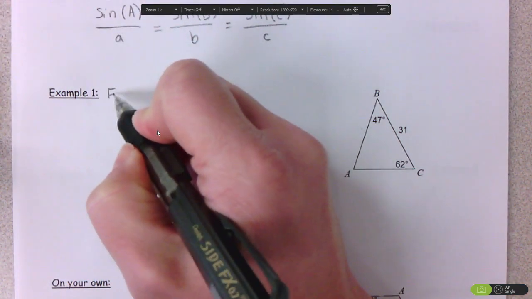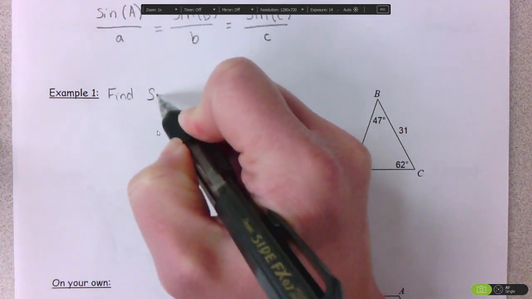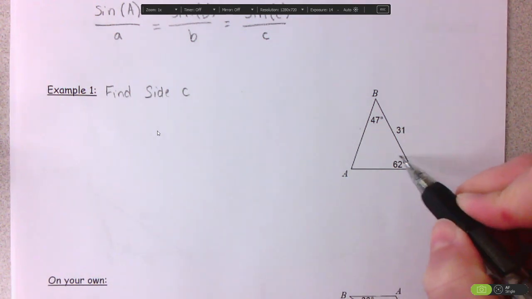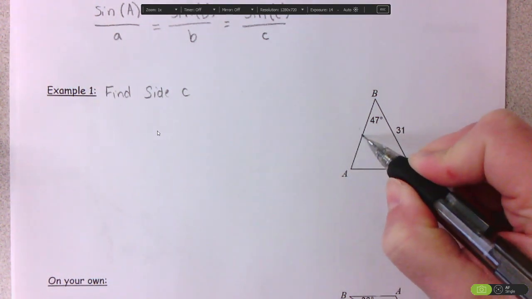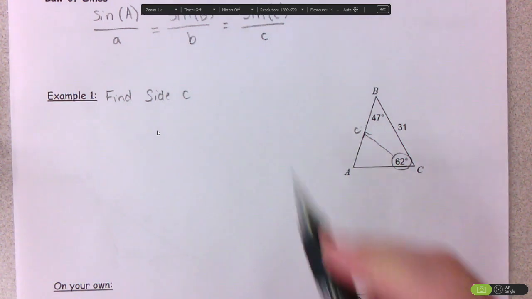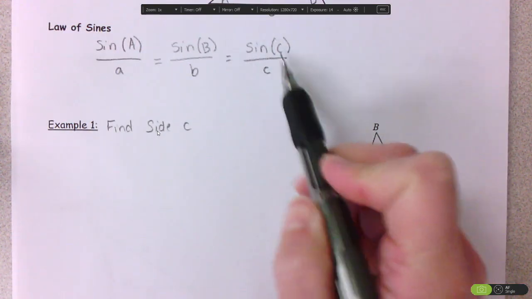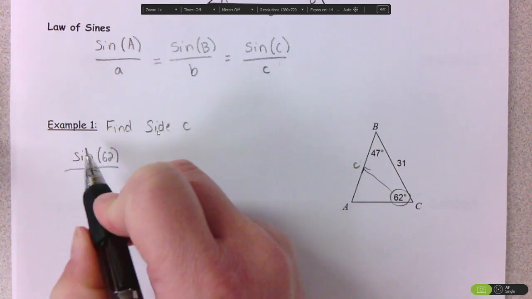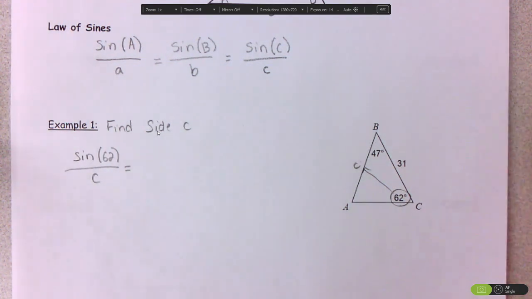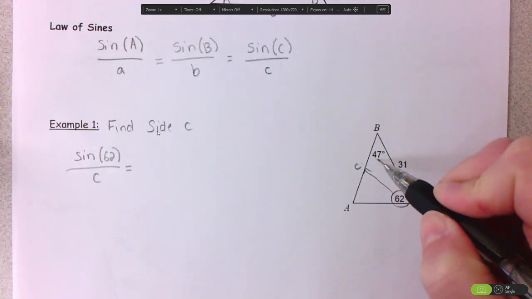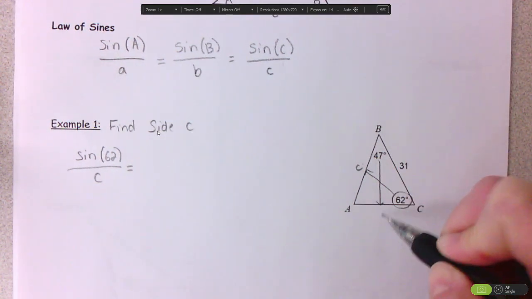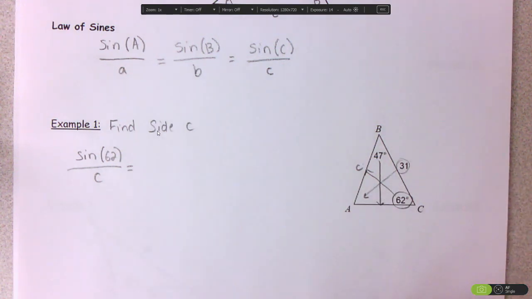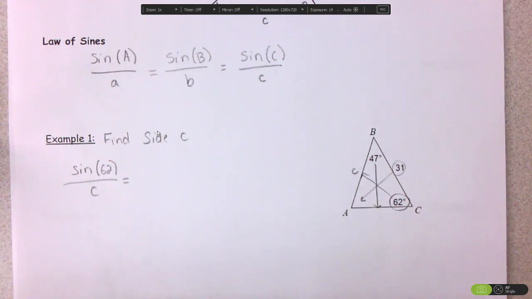Example 1, I need to find side C. If I'm trying to find side C, I have angle C, and I'm trying to find this side over here. So sine of 62 over C equals, and then I need to figure out what other information I have. This 47 goes with this side, which I don't have. This 31 goes with this angle, which I also don't have. So we're missing a piece of information.